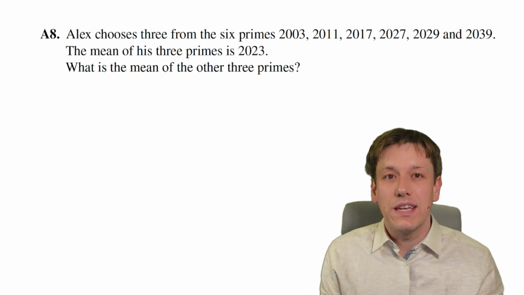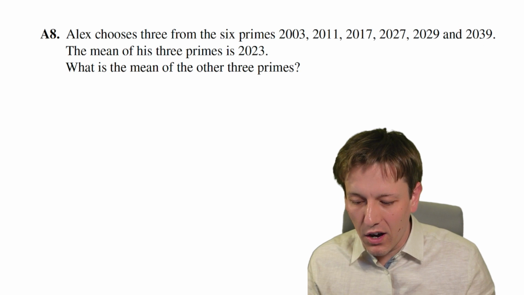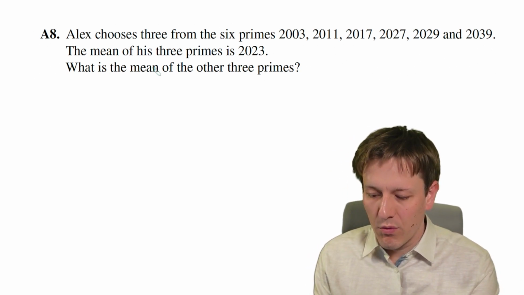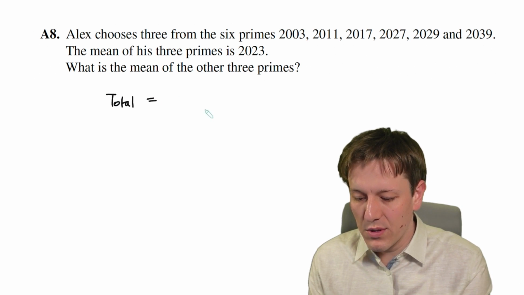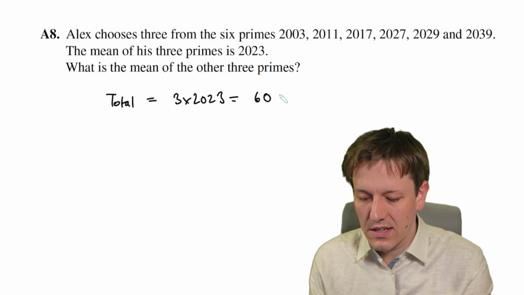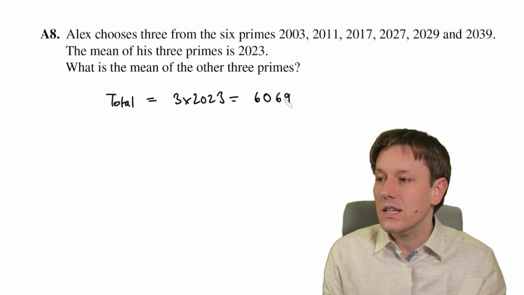The trick to this one really is not to worry too much about which primes they are and just think about them in total. Right, so if the mean of 3 numbers is 2023, the total or the sum of those is 3 times 2023, which is 6069.